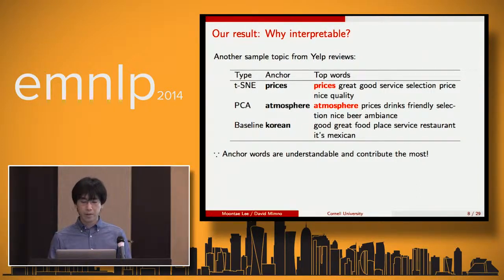If you see the top words, good, great, food, place, are you able to guess what the corresponding anchor is? It's Korean. I'm indeed Korean, but it's very hard to associate why this anchor is especially picked for this topic. So the current algorithm, even if it is transparent, is still hard to interpret based on that anchor. But in our algorithm, anchor words are more understandable and contribute the most. That's the key ingredient for interpretability.